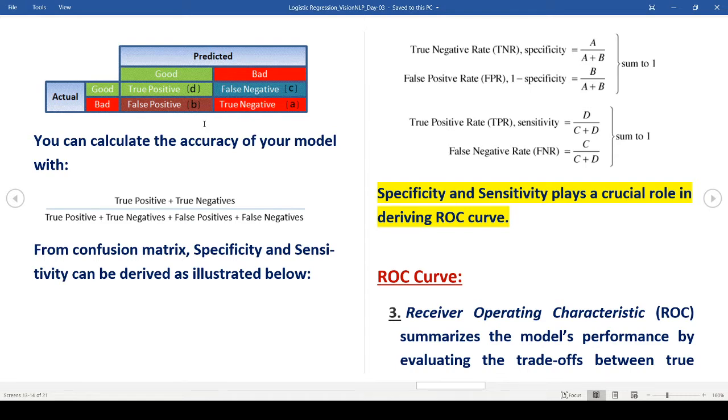We should always keep in mind these two terms. One is accuracy, this is the formula of accuracy, and the second is specificity and sensitivity. These play a very crucial role in driving our ROC curve. Now, what is the ROC curve? This is our third evaluation metric.